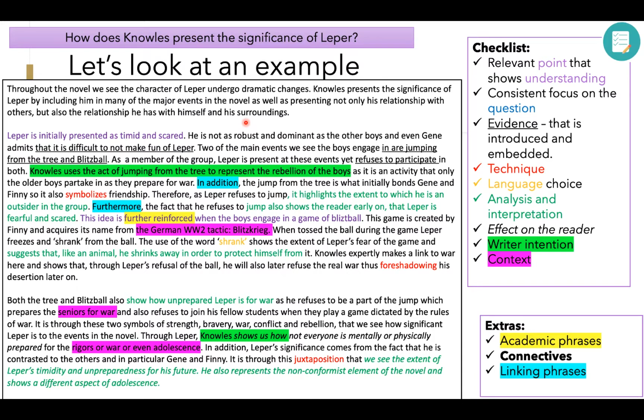He is not as robust and dominant as the other boys, and even Gene admits that it is difficult not to make fun of Leper. Now I don't remember the exact quote, but I know that he does mention Gene when he's talking about Leper, and he tells us all the different aspects of Leper's character, that because he is this way, it's difficult for us not to make fun of him. So I'm counting this as evidence, and the examiner would count it as evidence because it's just paraphrased.